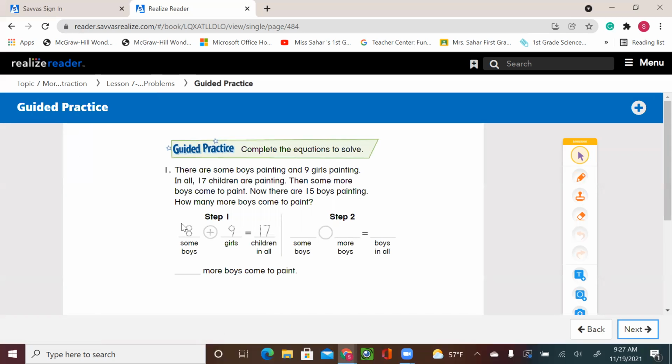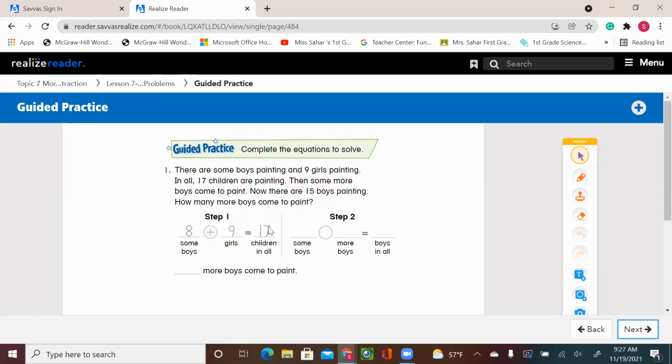All right, that's in your book, page 298. There are some boys painting and 9 girls painting. So I know that I have some boys painting and I know that 9 girls are painting. In all, 17 children are painting. Then some more boys come to paint. Now there are 15 boys painting. How many more boys come to paint?